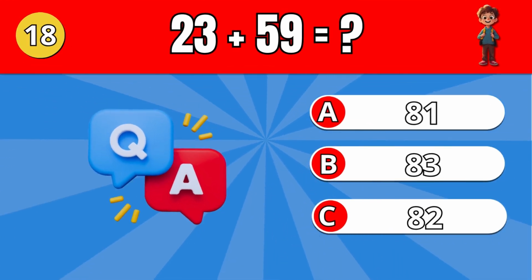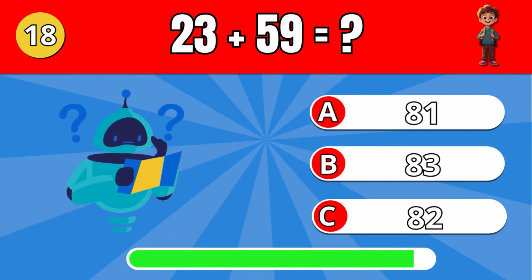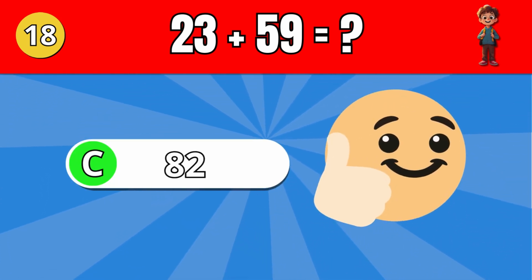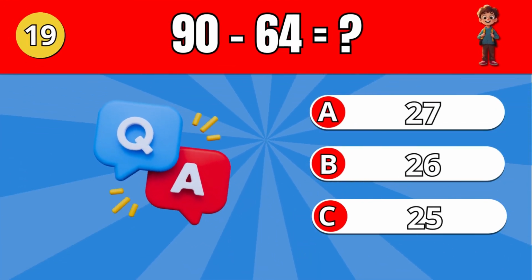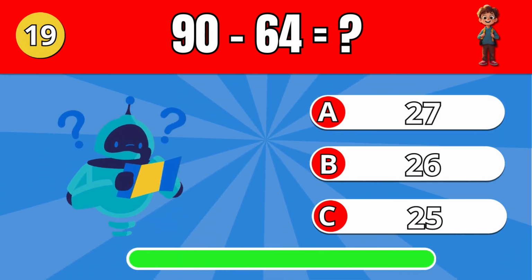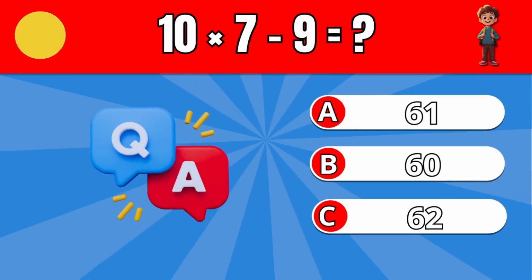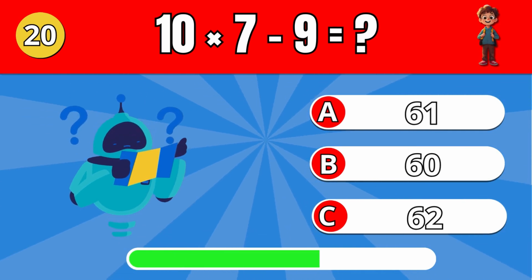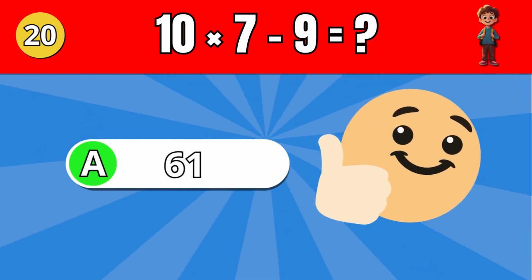What is 23 plus 59? C 82. What is 90 minus 64? B 26. What is 10 times 7 minus 61.